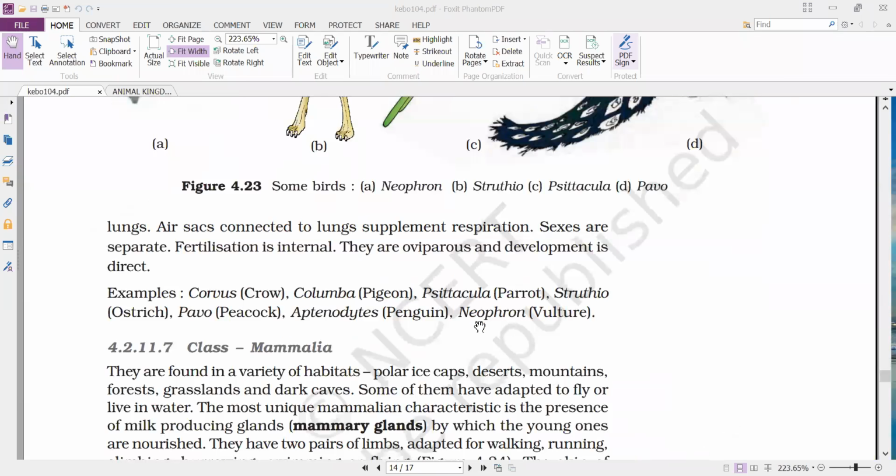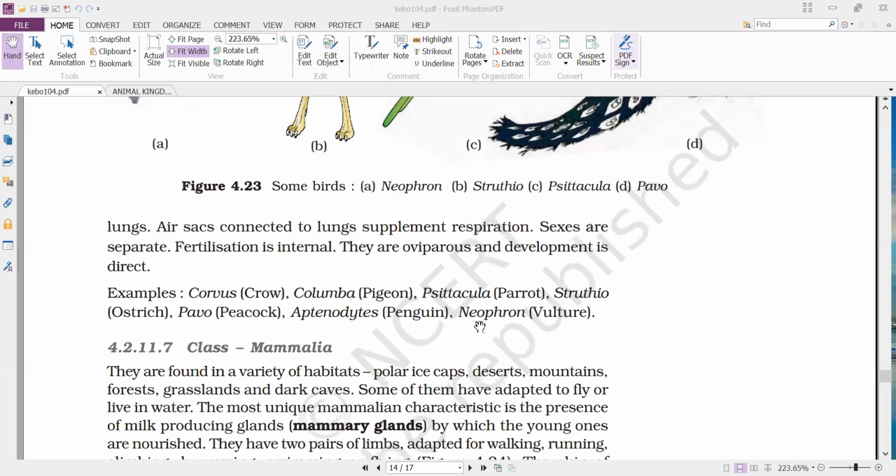Next, air sacs connected to lungs supplement respiration. That means when you observe, the lungs are associated with some air sacs. These air sacs extend throughout the body and help in keeping the body lighter in weight. Even during flight they are able to undergo respiration because of the presence of these air sacs. So the air sacs are connected to the lungs, which helps in respiration.